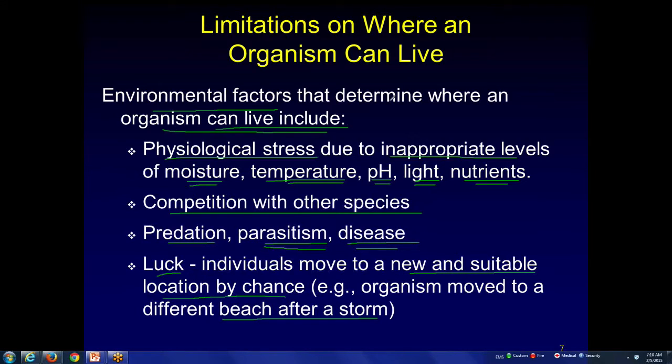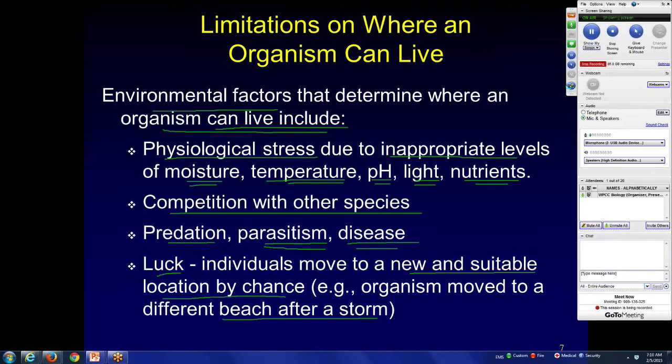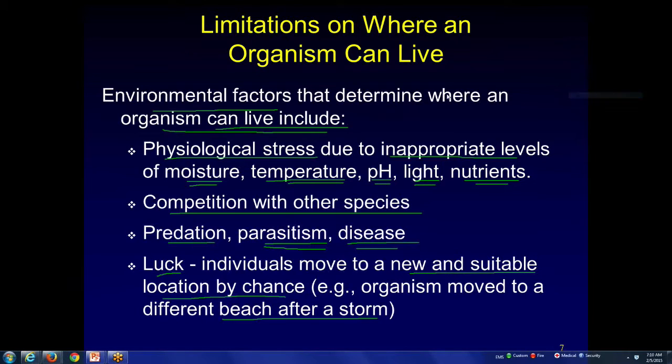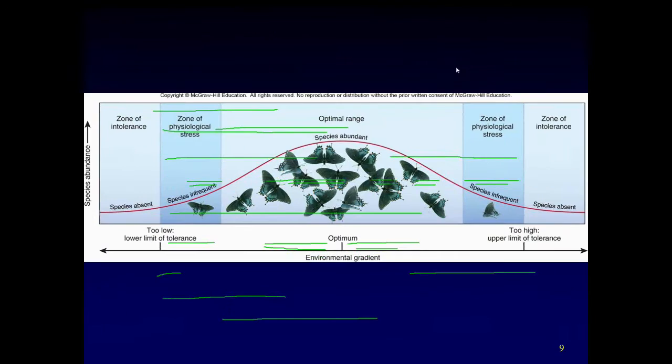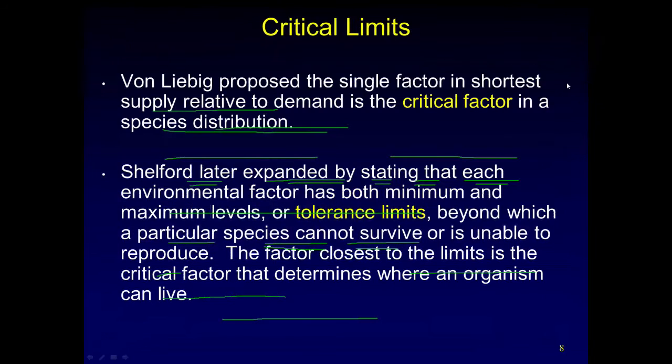So these are factors and limitations on where an organism can live: physiological stress, competition, predation, etc., and then just darn luck. Or it could be good luck, right? Good or bad luck.